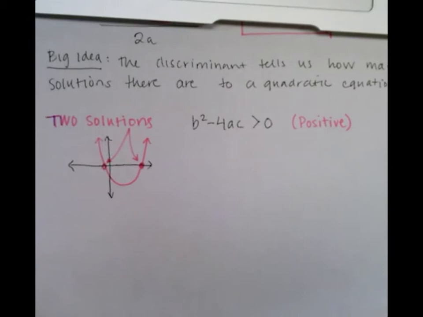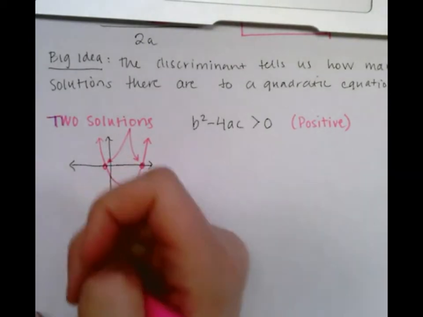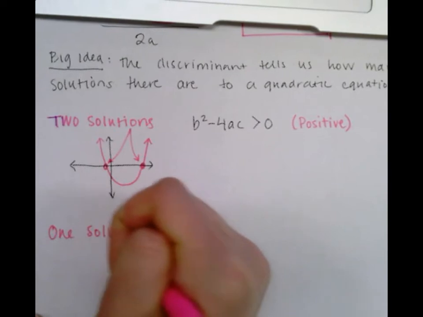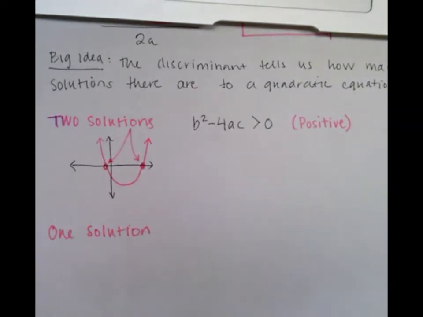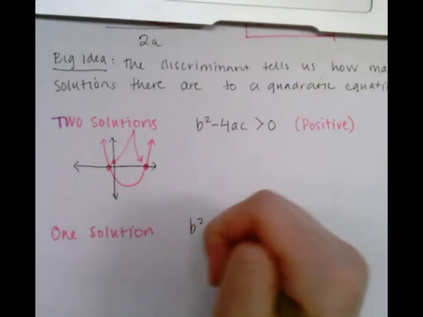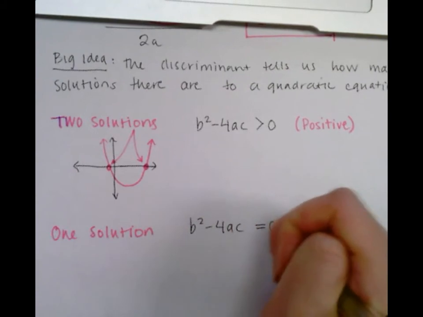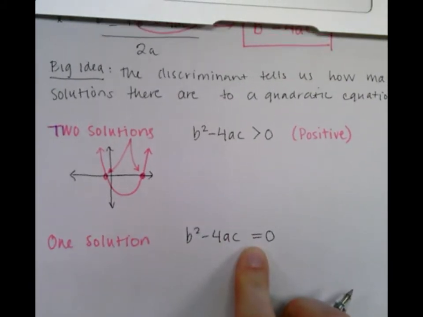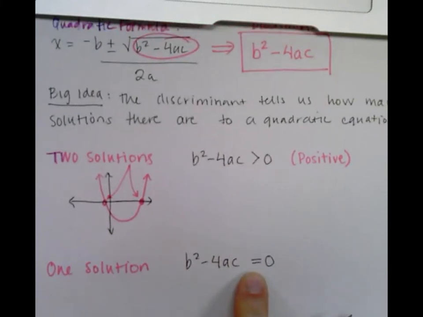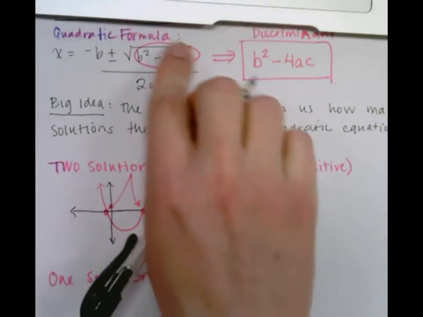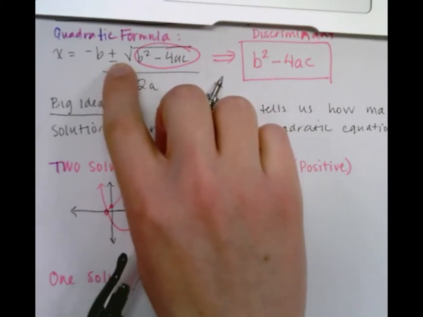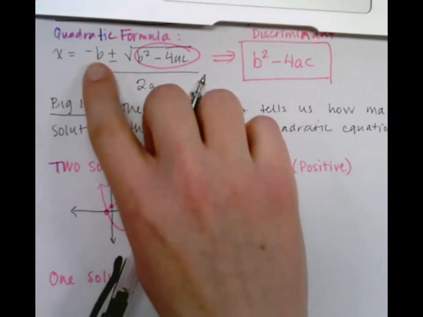So the next situation would be one solution. This happens when b squared minus 4ac is equal to 0. If you go back to the quadratic formula, everything inside this root is 0, so there's nothing to add and subtract. You're only going to have one number, which is negative b over 2a.